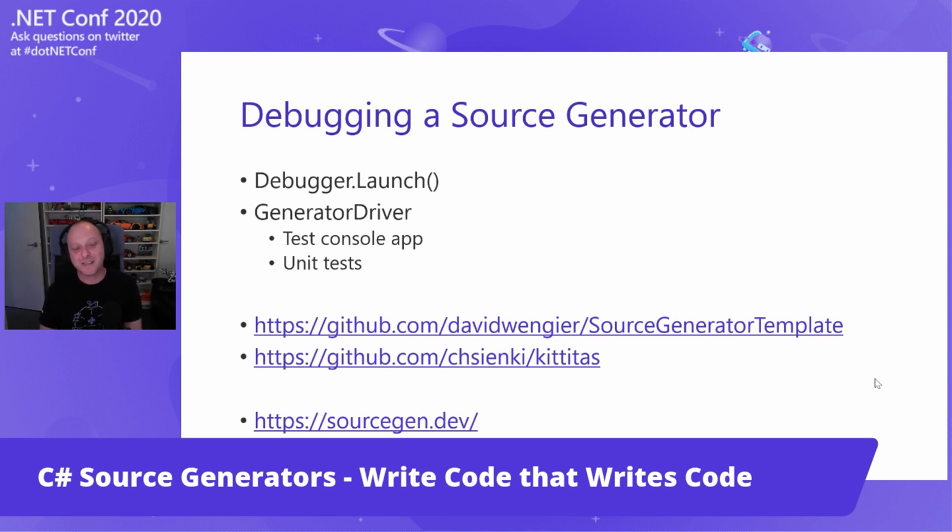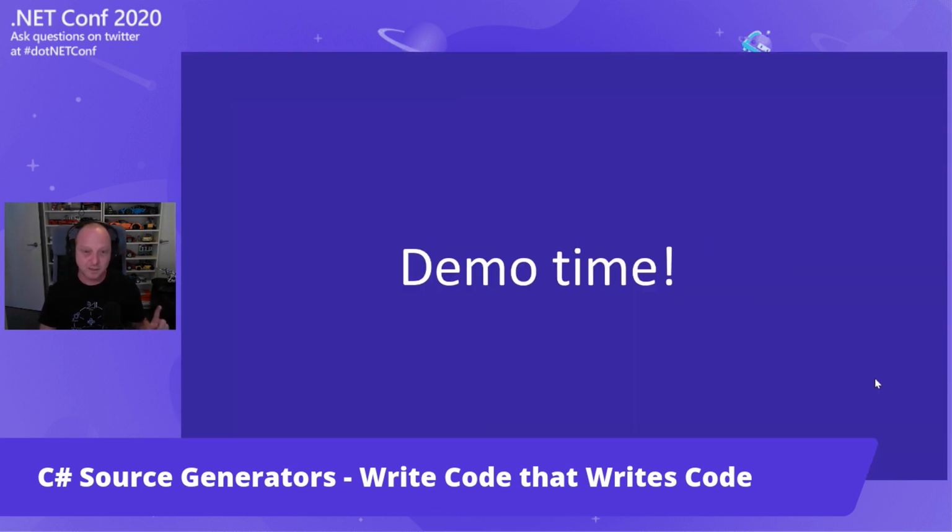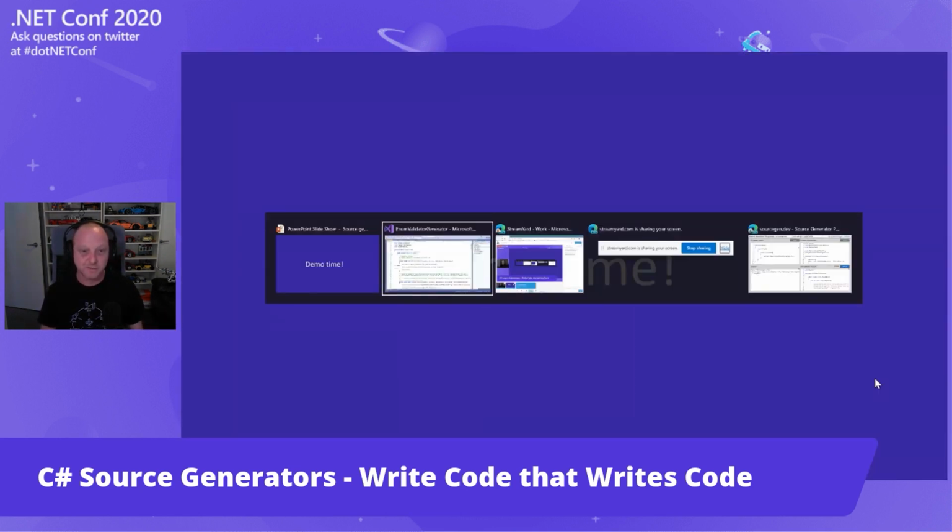And then sourcegen.dev, if you really want to just sort of play around without digging in too much. Sourcegen.dev is that website that John was mentioning at the start that I wrote. And that is probably the easiest way to get going. You basically get 2 boxes on the screen where you can type code. One is the program, one is the source generator. You can see what it generates and you can see what it outputs. But let's do some demos because that's what we're all here for.